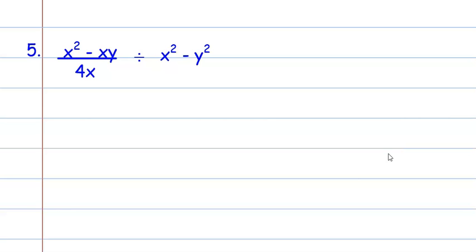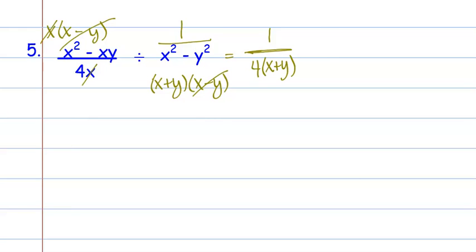Go ahead and try 5 on your own. I'm going to pause it and do it. You do the same. All right, so a bunch canceled, and you're left with 1 over 4 times x plus y.